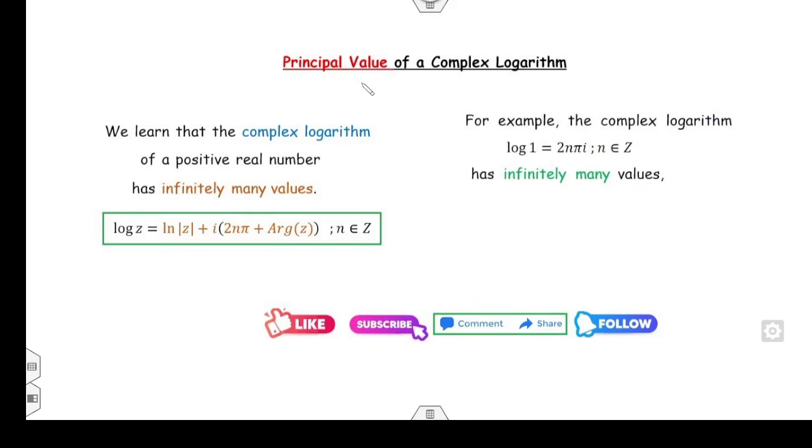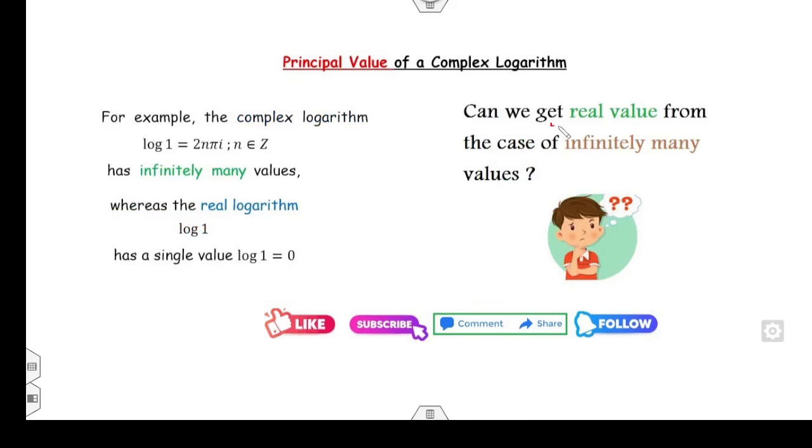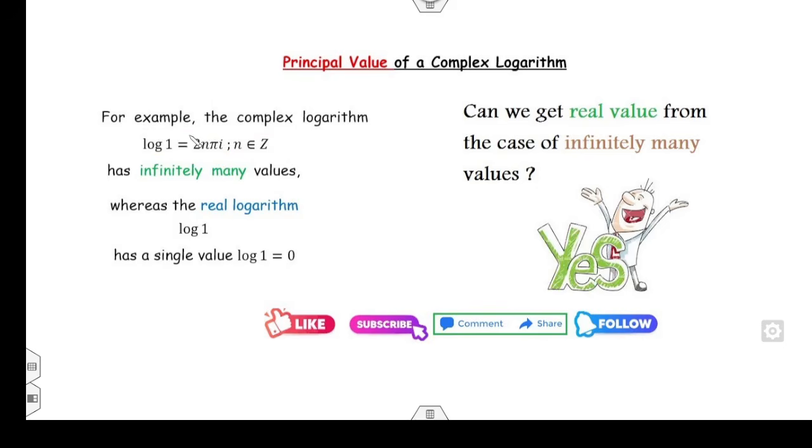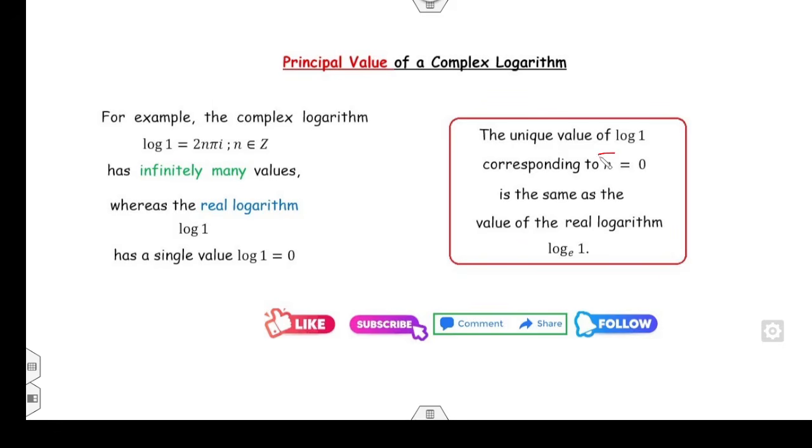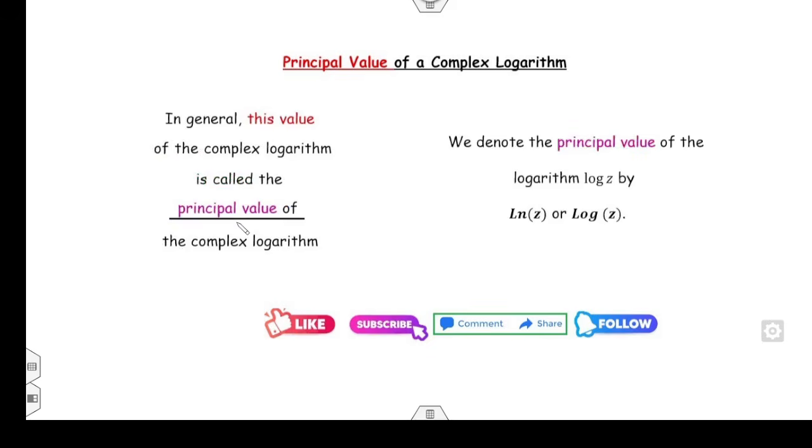Fine. So as I have discussed, log of 1 has infinitely many values, but the real logarithm has only a single value. So my target is, can we get a real value from the case of the infinitely many values? The answer is of course yes. Fine. And how can you do that? You can simply take n is equal to 0. If I choose n is equal to 0, then it becomes my real logarithm function. And that is the definition of the principal value of the complex variable.